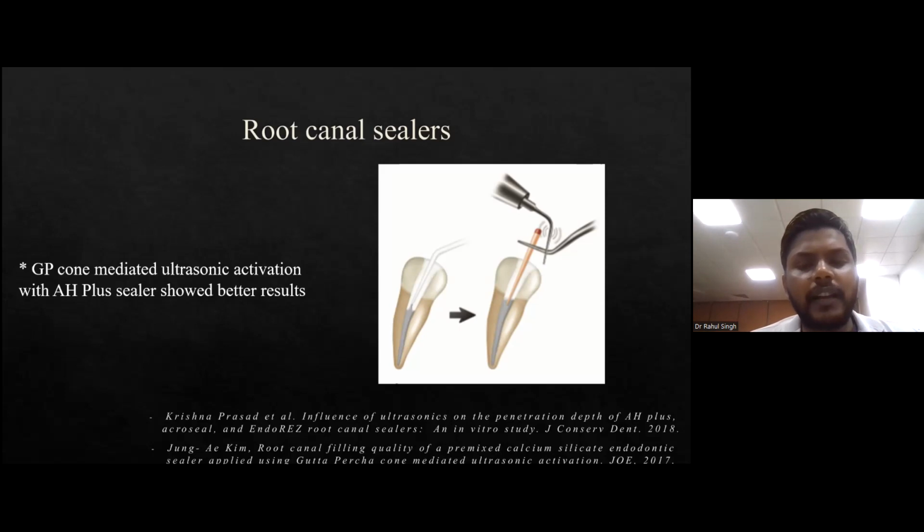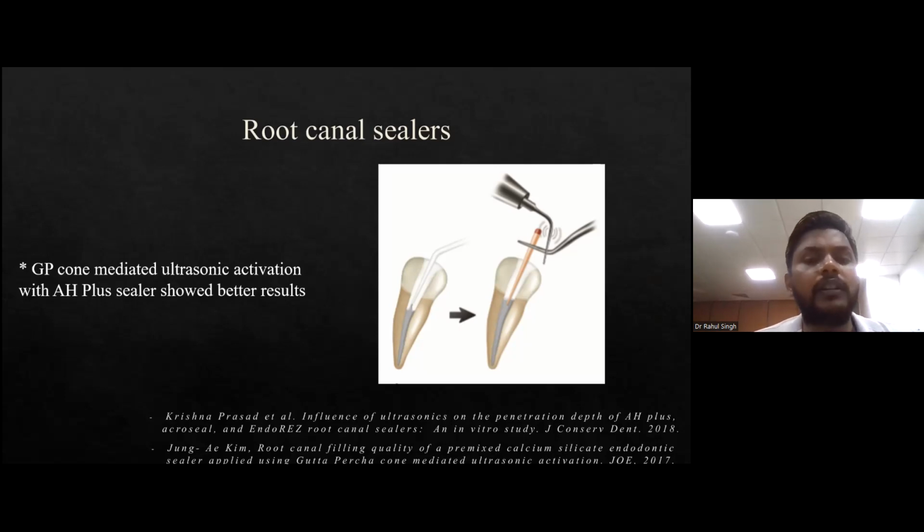Ultrasonic, first with the help of a GP or master pipe or master cone or any 20 or 25K file, just coat the canal wall with the sealer. And then you can use your ultrasonic activation, because of this acoustic streaming, it pushes the sealer into the irregularities and also the lateral canals.